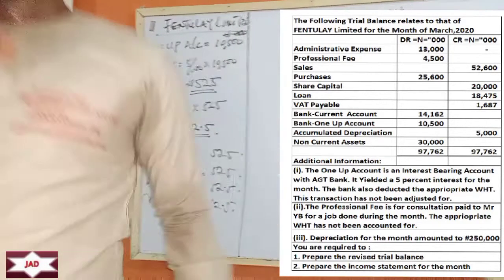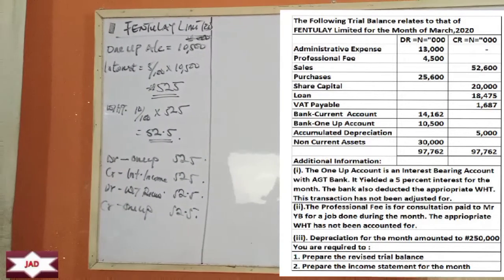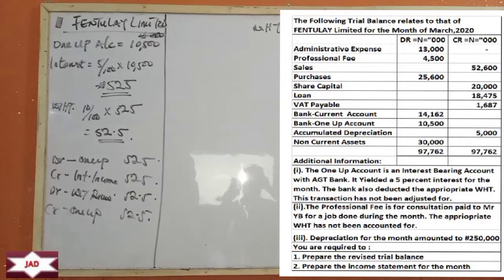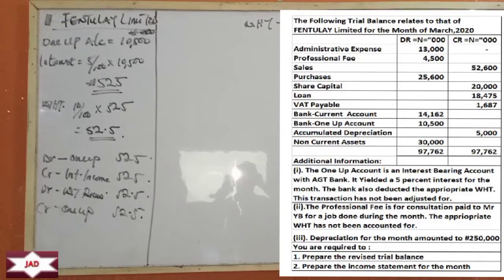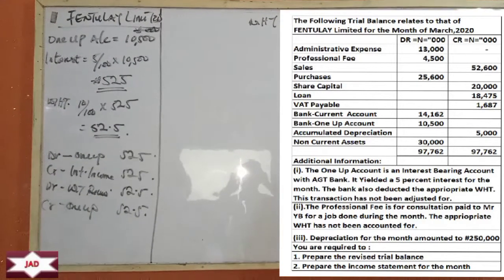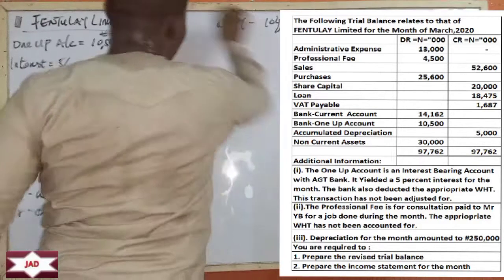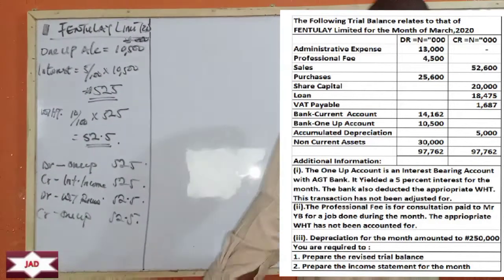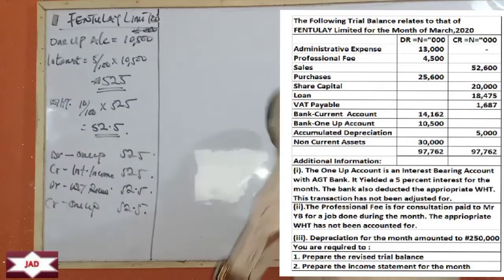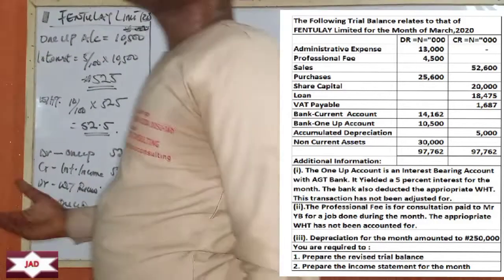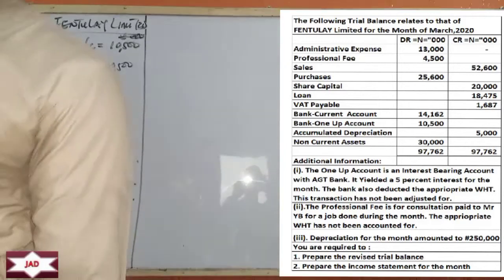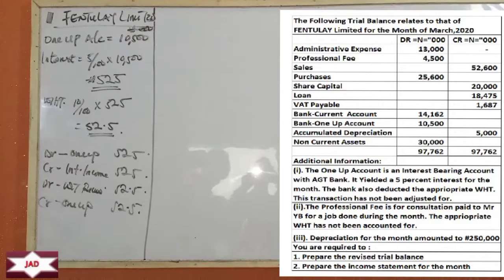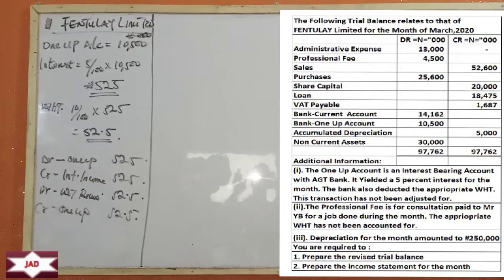Now the next one there, they said the professional fee is for a consultation paid to Mr. YB for job done during the month. The appropriate withholding tax has not been accounted for. Now, you see, Mr. YB is an individual. Okay, and we have what we call consultancy and professional fees. So if it is for a company, it's supposed to be 10%, but if it's for individuals, then that's supposed to be 5%. So this guy here rendered a service, more like a consultation service during the month.